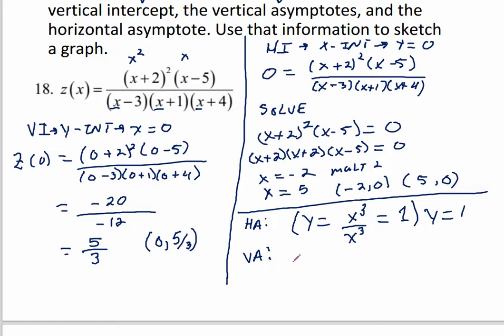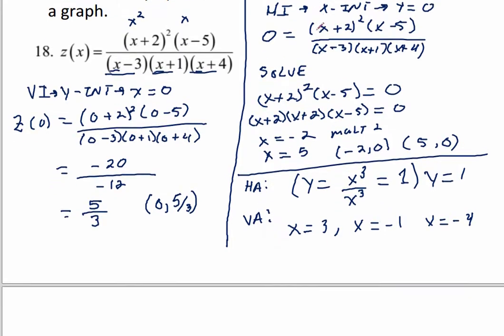Looks like we're going to have a vertical asymptote at x = 3, at x = -1, and at x = -4. All I simply did was set each of these factors to 0 and solve them, and that got me the equation of the vertical asymptotes. All right, so we've got that too. We got the vertical asymptotes, we got the horizontal asymptote, we got all the asymptotes.